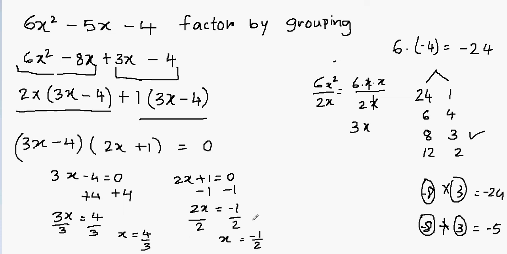Now, I'm saying again to you, if you just have to factor the equation, you stop right here and don't set the equation equal to 0. If you just have to factor, you stop here. If you have to solve it for x, then you have to follow all these steps and get the value of x. So we have two values of x here. x is equal to 4 over 3 and x is equal to negative 1 over 2. So that's how you solve the quadratic equation by grouping.